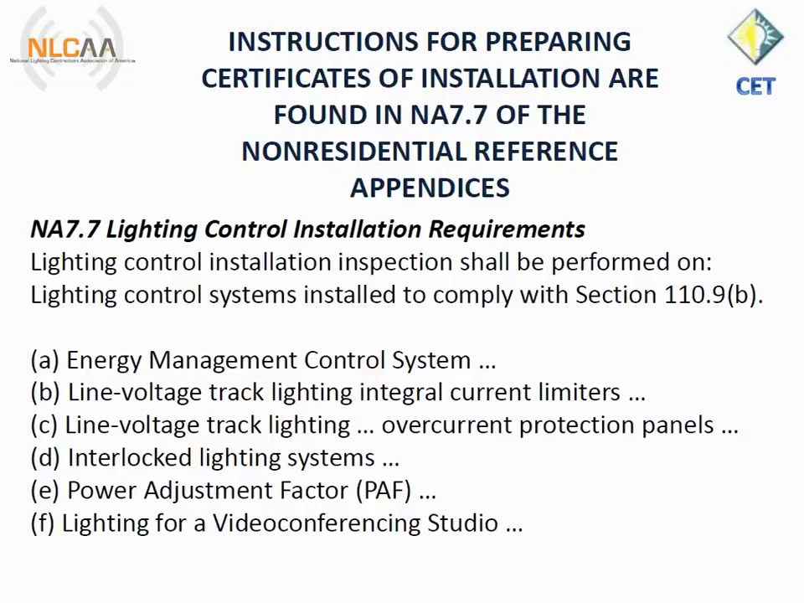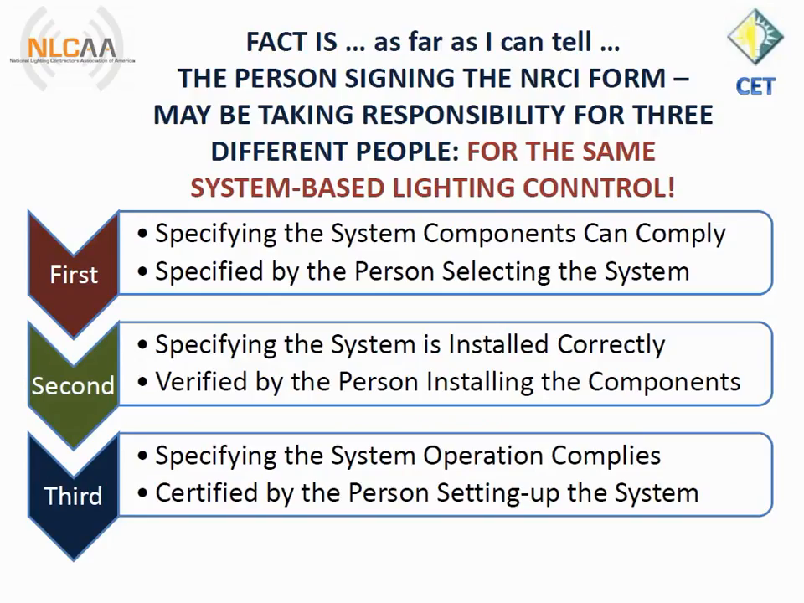The specifications for installation inspections, such as they are, are found in section NA 7.7 of the reference appendices. As a lighting control system or EMCS has to be selected and purchased, installed and tested, and set up and commissioned, the responsible person signing these install forms is verifying that all of this has been done prior to acceptance testing.